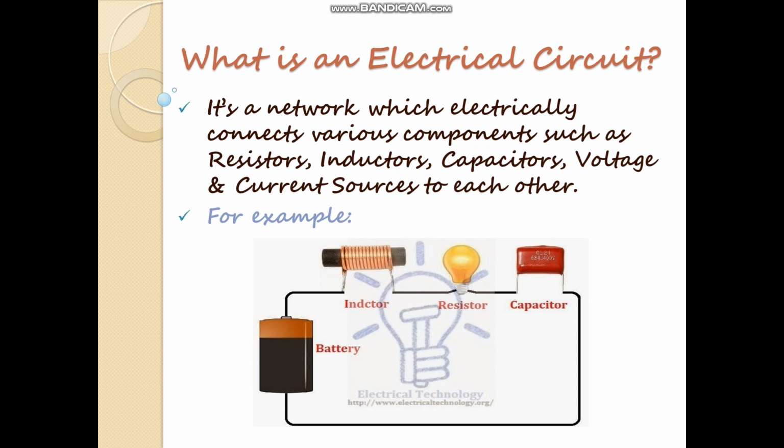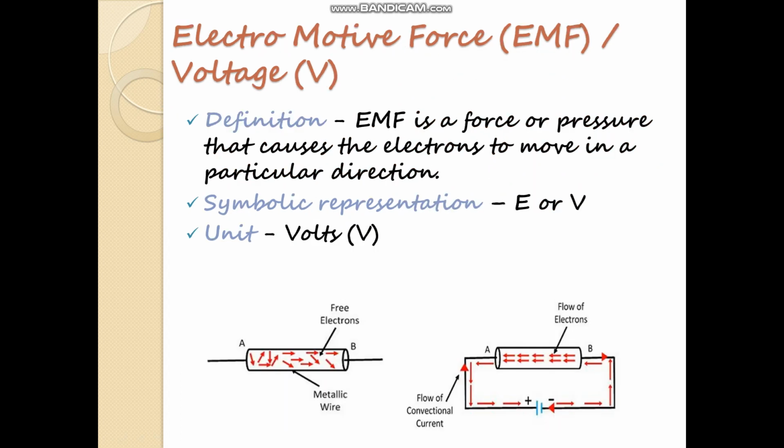So what is an electric circuit? See, in this diagram we have connected one battery, one inductor, one resistor and one capacitor by using wire. So an electric circuit is a network which electrically connects various components such as resistor, inductor, capacitor, and either voltage or current source to each other by using electric wires. Now, some terms used in the electric circuit.